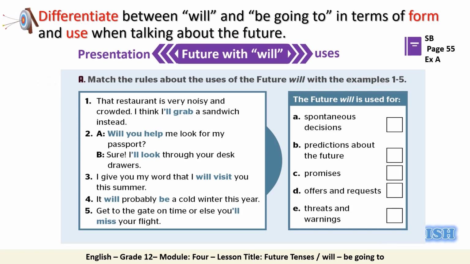Excellent. Let's correct together. The future with will is used in sentence number 1 to indicate what? Excellent, to indicate that a decision is made spontaneously or on the spot. Then for sentence number 2, why is it used? Exactly, to make offers and requests. But for sentence number 3, it is used for what? Of course, for promises. What about sentence 4? Why is it used? Excellent, for making predictions about the future. And of course, for sentence 5, it is used for threats and warnings.